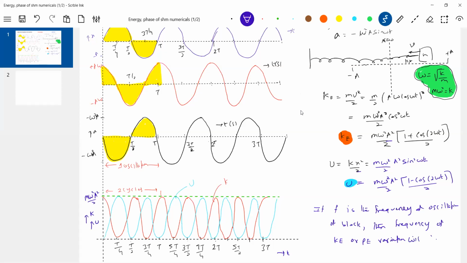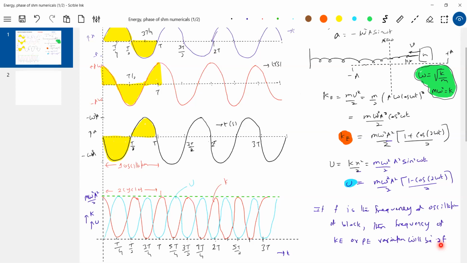Variation will be 2f. By the time the block takes, say, 10 seconds to complete one cycle, whatever the kinetic energy, it will take 5 seconds to complete one cycle. Therefore, the frequency of the kinetic energy or potential energy variation is twice the frequency of oscillation of the block. That's what it is. Then the frequency of kinetic energy will be 2f, I'm writing.